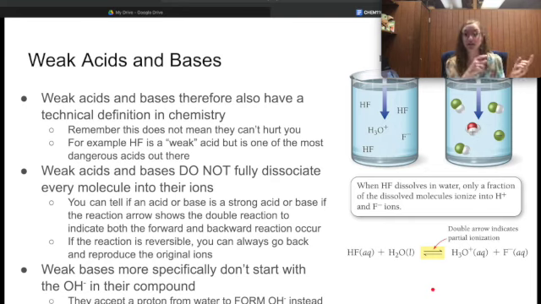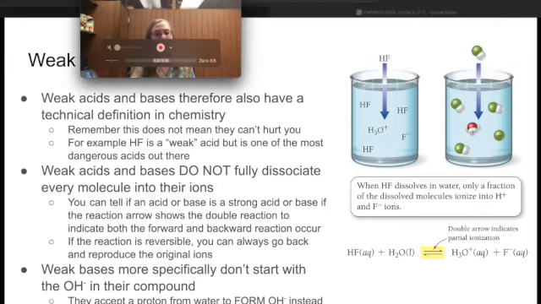And actually, HNO3, nitric acid that we just talked about as a strong acid that fully dissociates, we use it in lab quite often. It's not quite so dangerous. So remember that strong and weak has nothing to do with the danger. It has everything to do with the behavior of the molecules. So weak acids and bases do not fully dissociate every molecule into their ions.